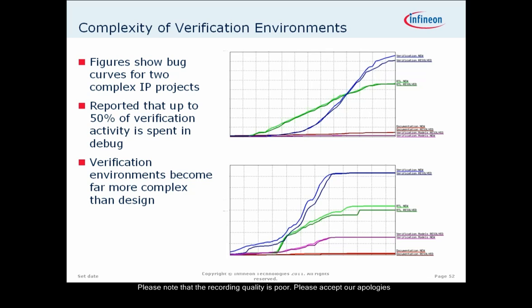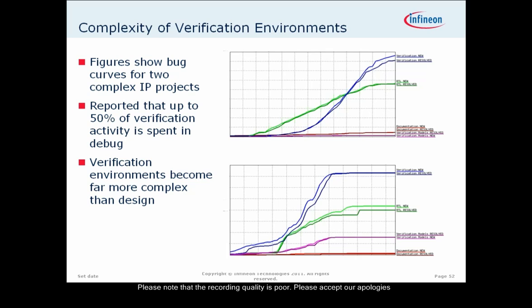So the essence of these curves, these are bug curves as I said, is that we're actually finding a lot more bugs in our verification environments than in our design. There's so much raw data that it could be analyzed and maybe look a bit different, but overall, this is the way it looks. This is particularly true of these complex bits of IP.